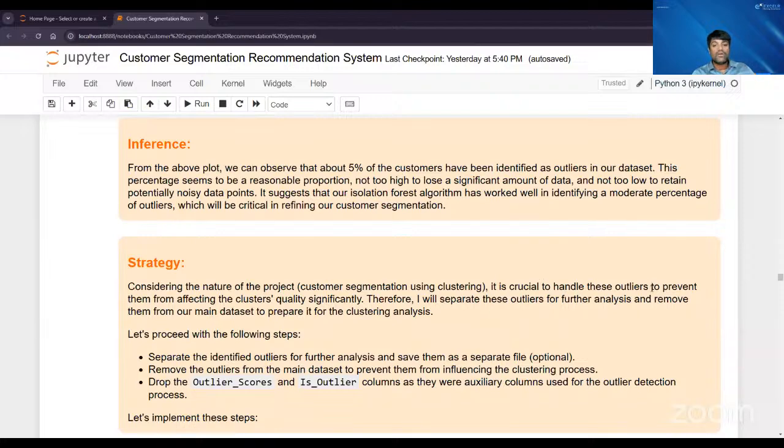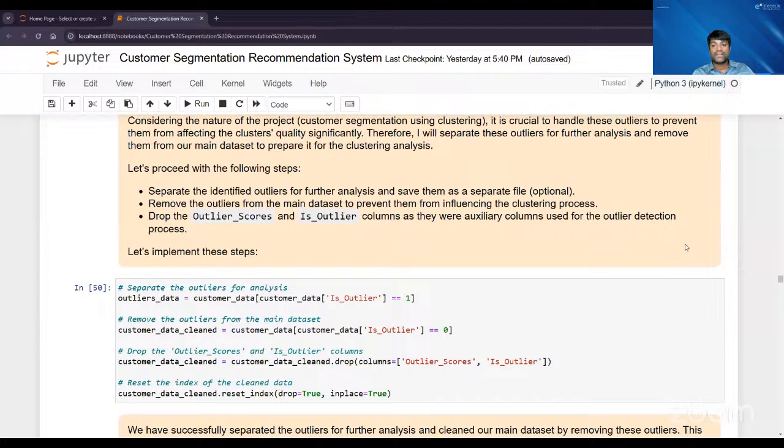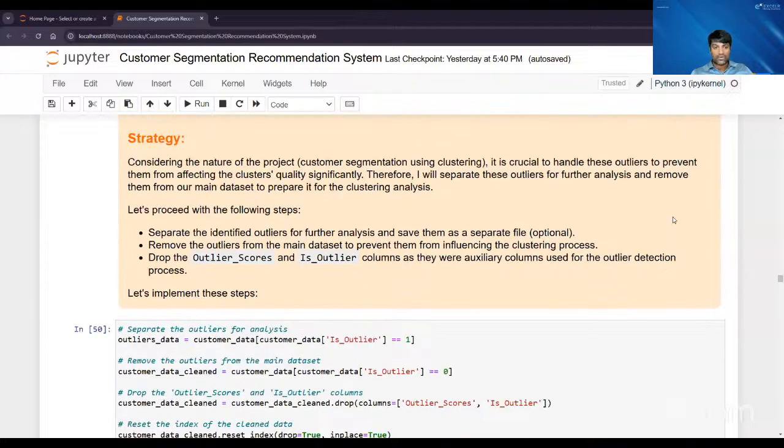Okay, so now how do we proceed further? After identifying outliers using the isolation forest, the next thing we are going to do is identify clusters using clustering. To do this part, it is very important that we handle these outliers. So we are going to separate the identified outliers. Based on our requirement, we can strategize: we can drop them, delete them, or remove them from the data.